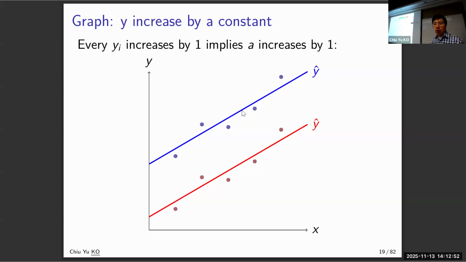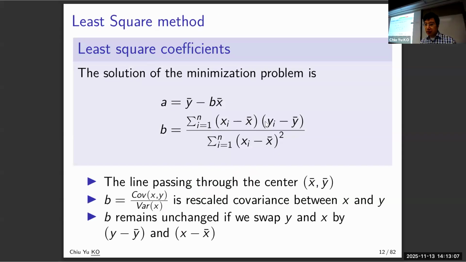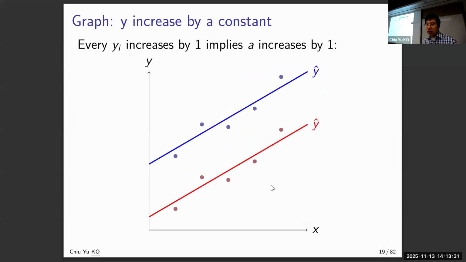And what happens if every Y increases by 1 and X stays the same, so it just goes up? You will see A go up by 1. Why? Look at this equation. Every Y goes up by 1, and this remains unchanged, because everything goes up by 1, so the mean goes up by 1 as well. So this B remains the same. And for A, B is unchanged and X is unchanged, but every Y goes up by 1, so this Y bar goes up by 1. So that means A goes up by 1. Is that okay?